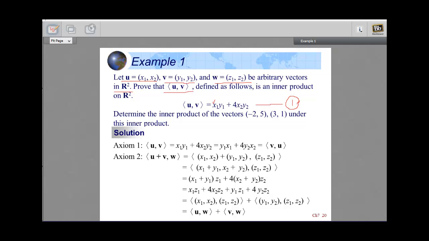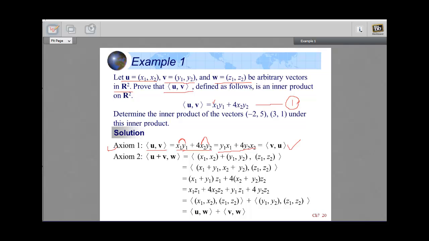Axiom number 1: the inner product of u comma v can be written as x1 y1 + 4 x2 y2. It is given in the question from equation number 1. If we interchange x1 with y1 and x2 with y2, we can write y1 x1 + 4 y2 x2. So we can write it in this manner, and this will be equal to <v, u>.